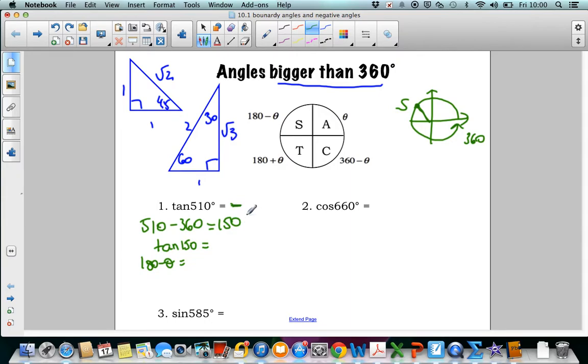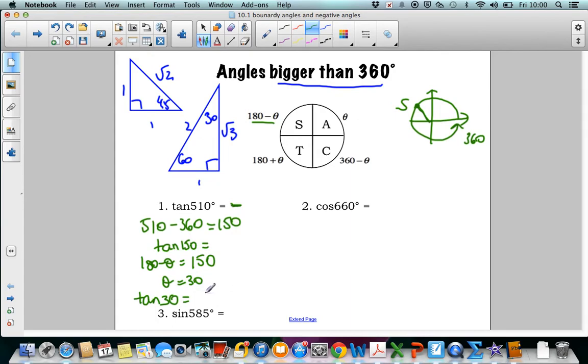Now we work out our corresponding acute angle, so we know in that quadrant, as we can see in the circle up there, that we always do 180 minus theta. Doing some quick maths, we know that theta must be then 30 degrees. So that means that tan 150 is the same as tan 30.